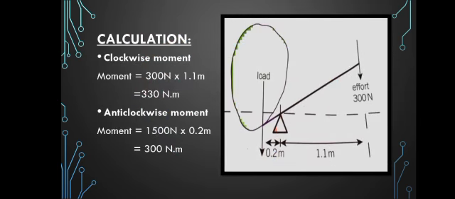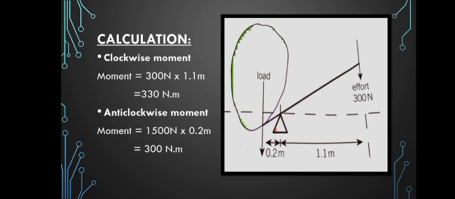Okay, for calculating moments, there is an example captured from your book, on page number 143. Look at it carefully. There is a pivot in between, and there is 0.2 meter distance from the load to the pivot, whereas the distance from the effort to the pivot is 1.1 meter. Effort is equal to 300 Newton, whereas the load is acting downward.